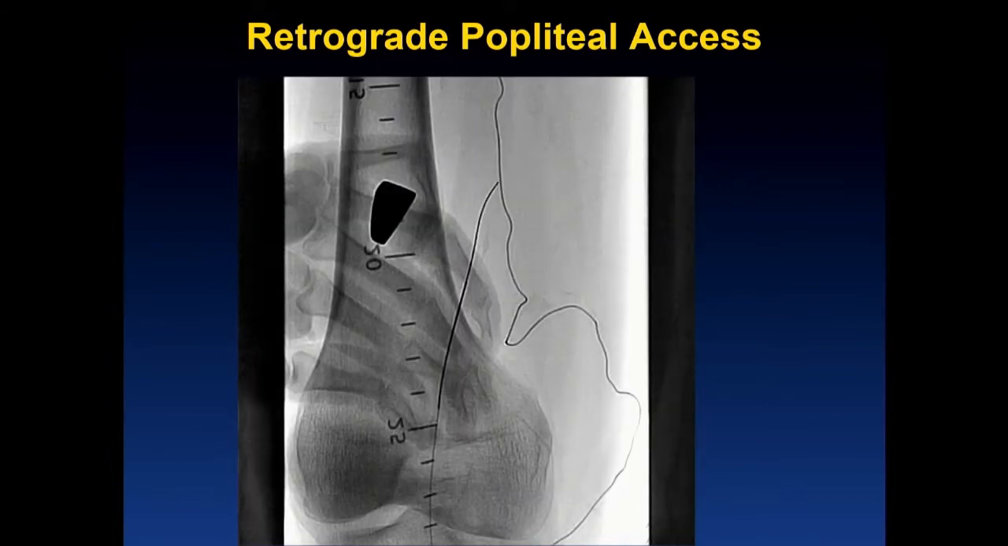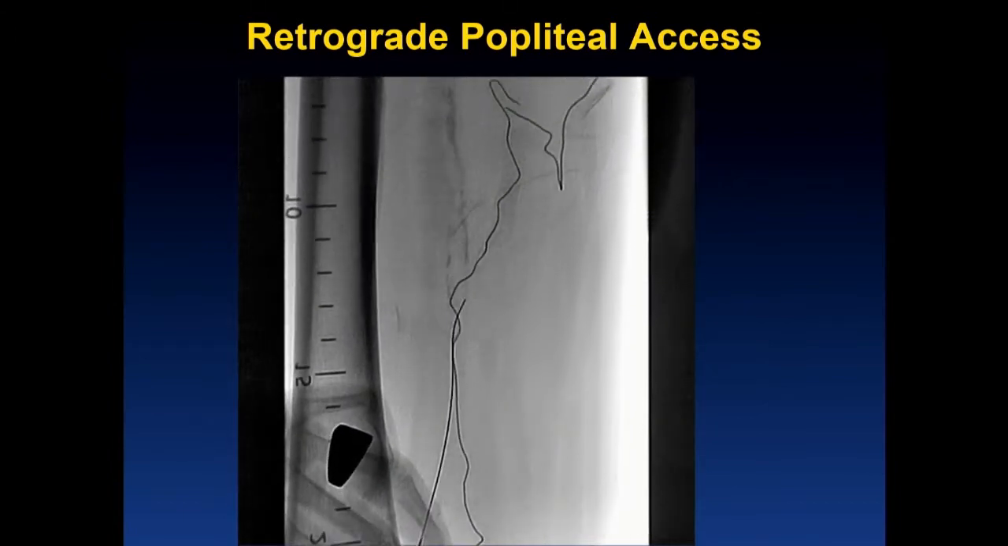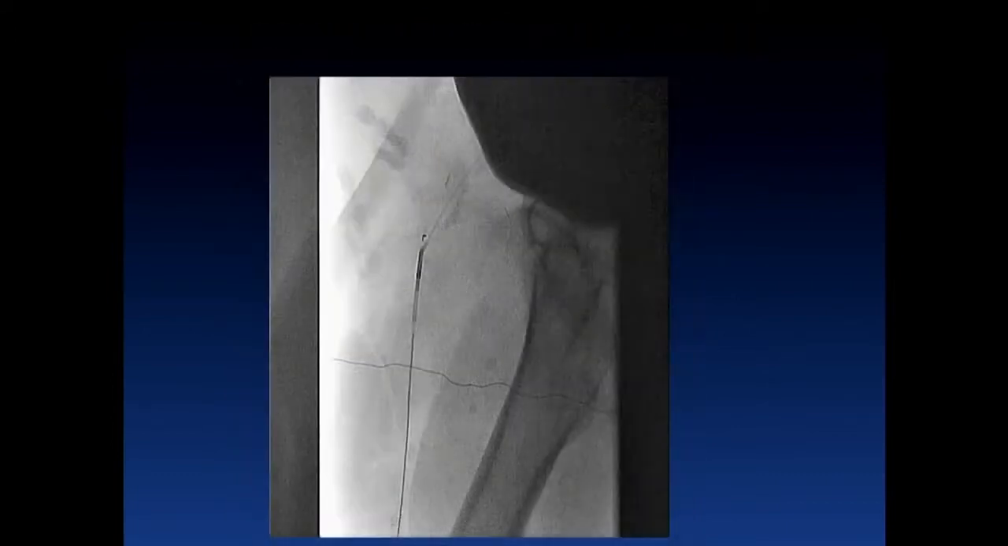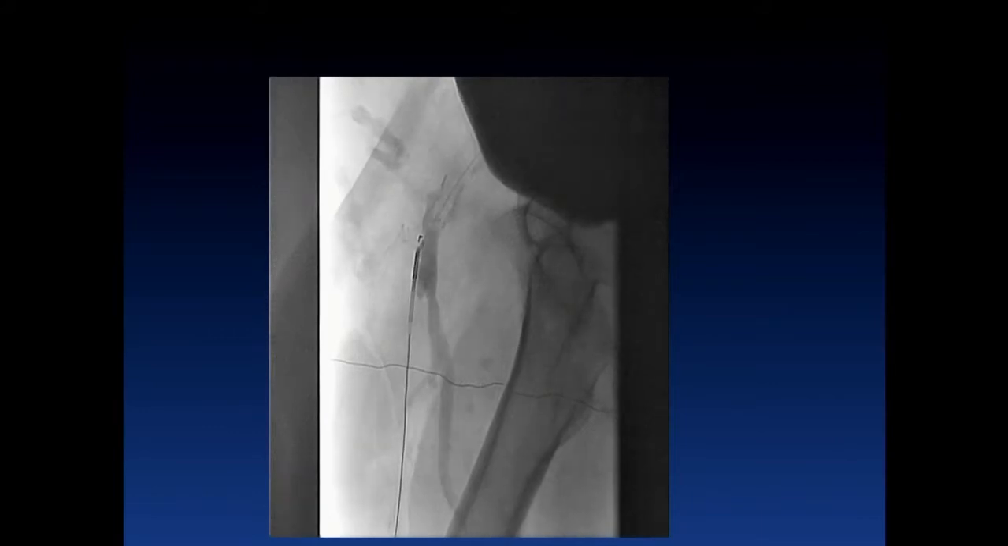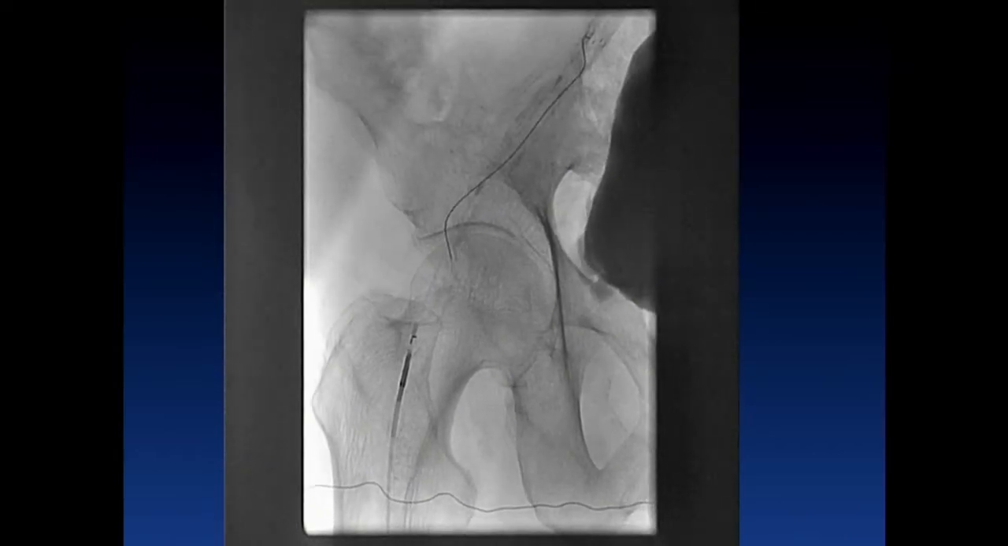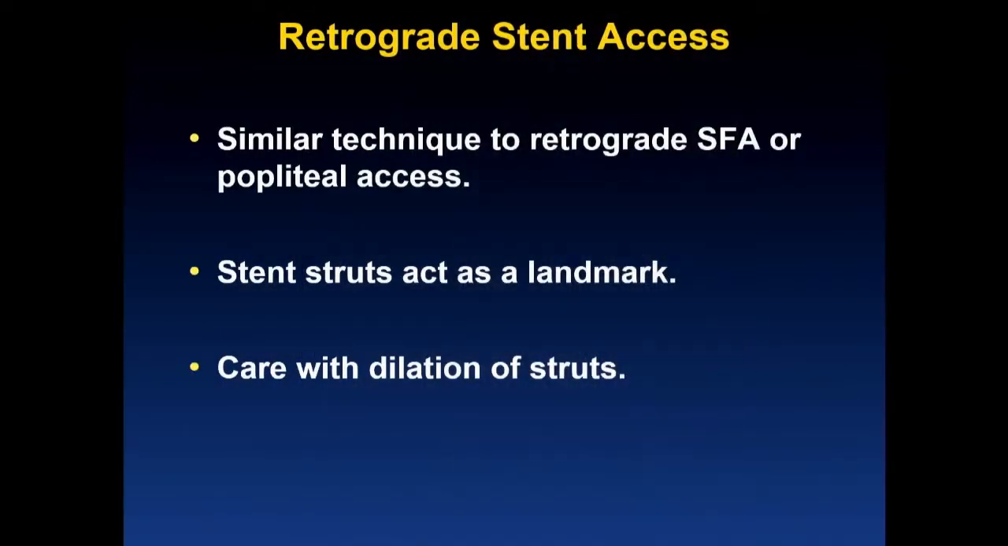The reconstitution was relatively low in the leg, and the patient was placed prone in this case. You can see an Outback catheter was used in order to line up the ostium of the SFA right near the common femoral and perform re-entry in order to be able to get up and reconstitute the whole SFA. The final aspect of the technique I wanted to discuss is retrograde stent access.